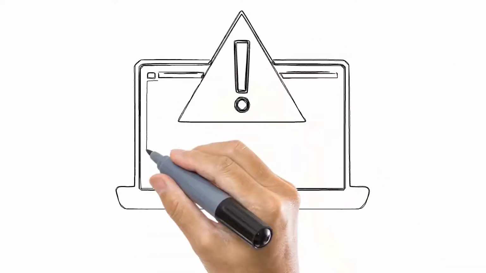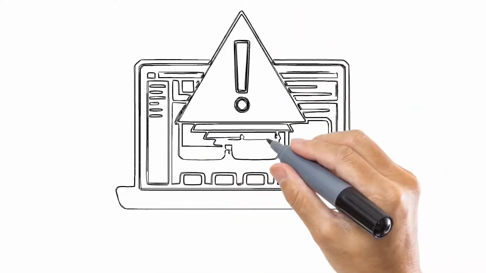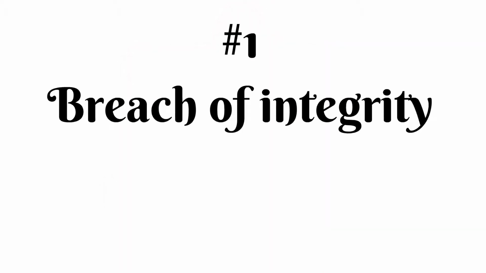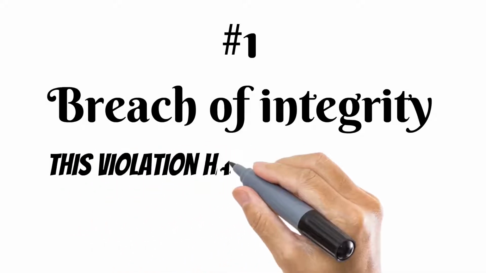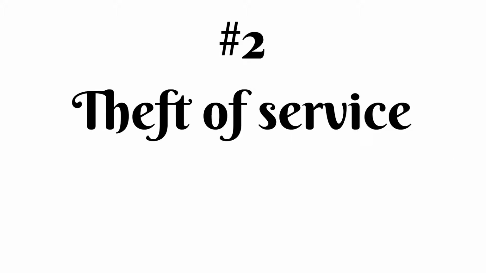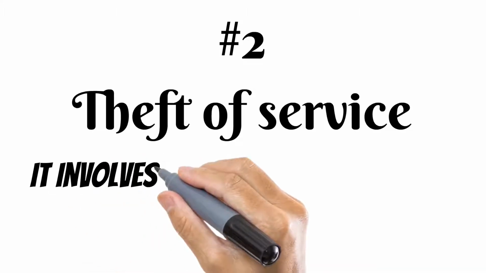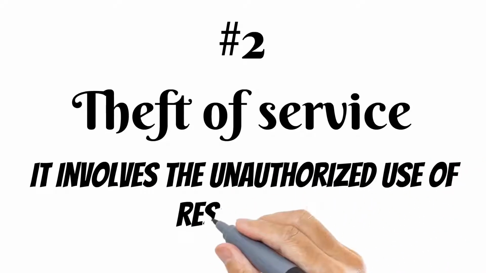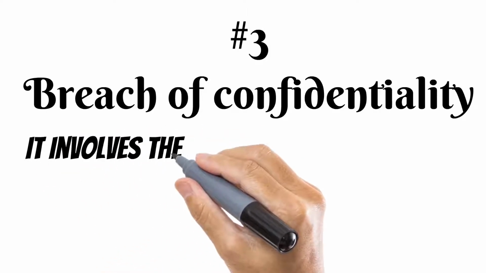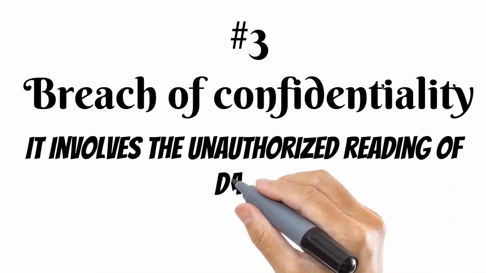Security may be compromised through breaches. Some of the breaches are as follows. Number 1. Breach of integrity. This violation involves unauthorized data modification. Number 2. Theft of service. It involves the unauthorized use of resources. Number 3. Breach of confidentiality. It involves the unauthorized reading of data.